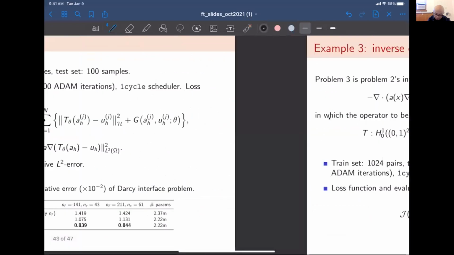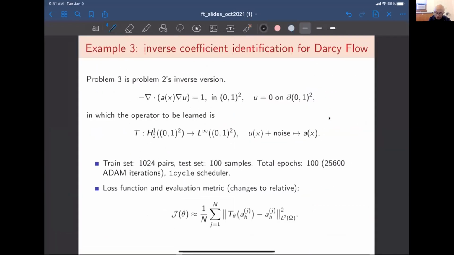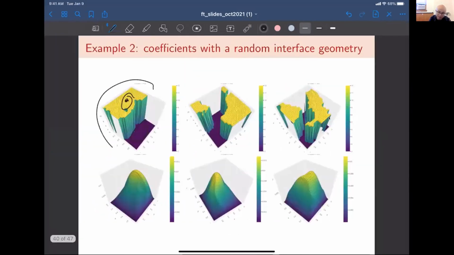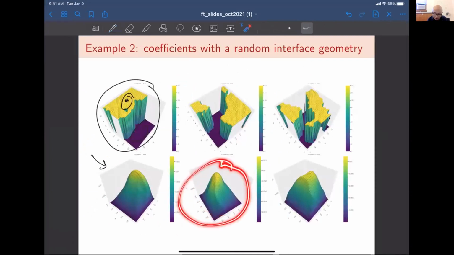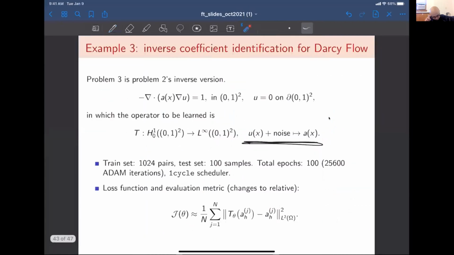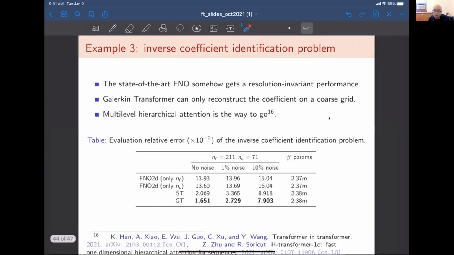The next one is we try to reverse the prediction and the coefficient. Originally the model takes this as input and gives us this as the output. Right now we take this as input and this as output, so our model tries to infer the coefficient back from the solution. And this is our result.